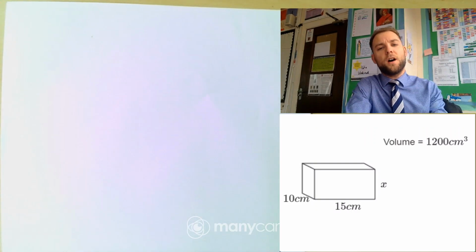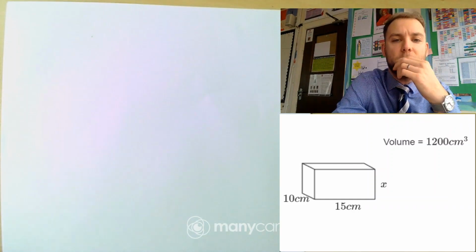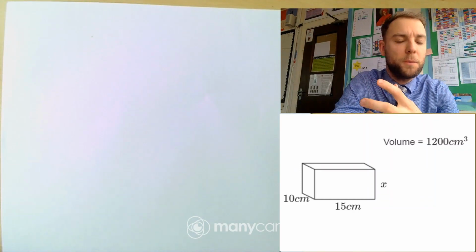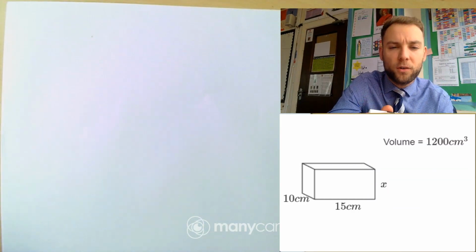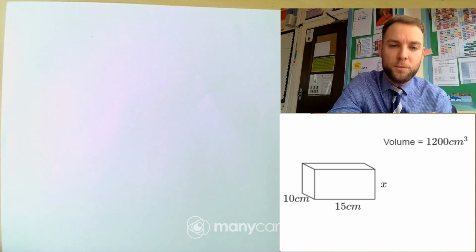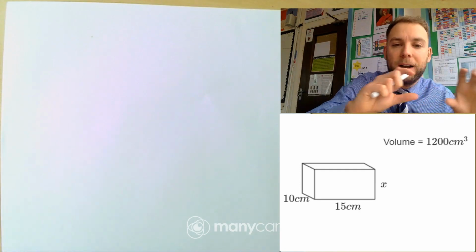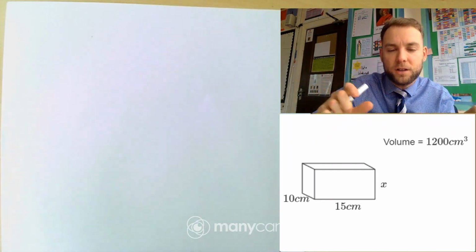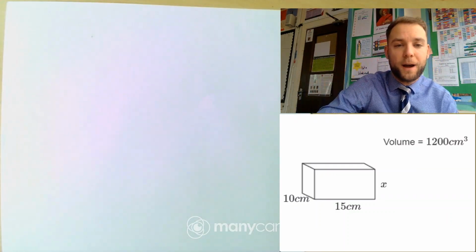Before we start, it's worth thinking about the fact that when we're doing things working backwards, whether it's area, whether it's volume, it doesn't really matter what it is, whatever formula it is, it's always worth writing out the formula completely, or the equation, and then solving it to work backwards.